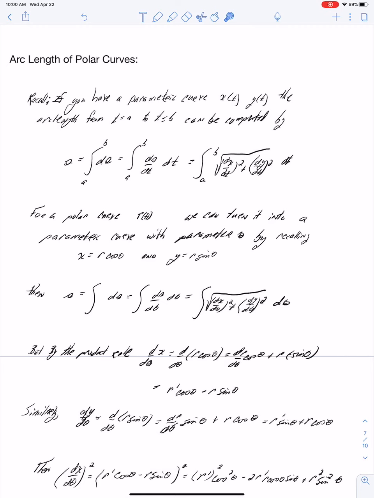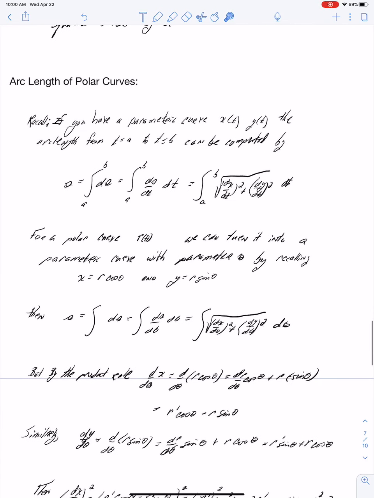Recall that for parametric curves, we use a formula: arc length s is the integral from a to b of ds, but we wrote ds as ds/dt dt, where t is my parameter for my parametric curve, and of course ds/dt you should recall is the square root of (dx/dt) squared plus (dy/dt) squared.